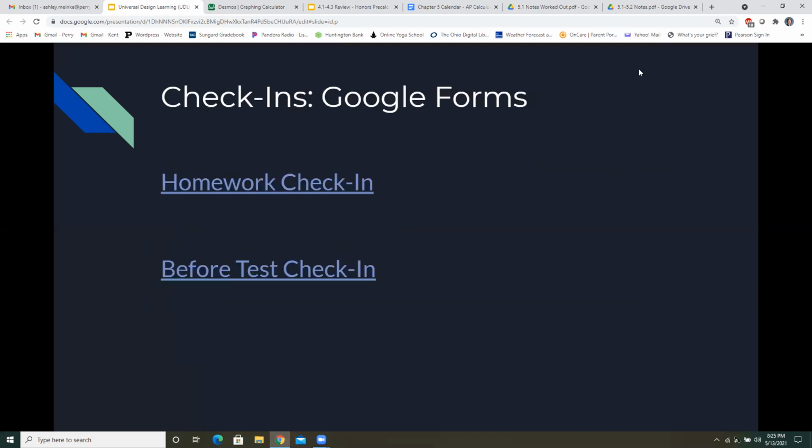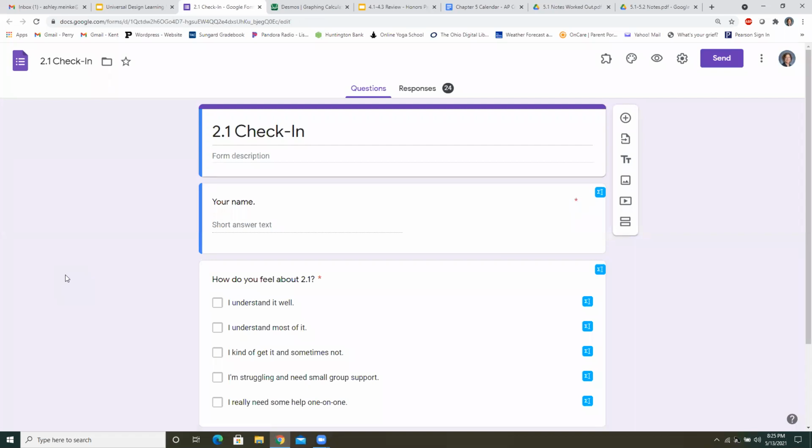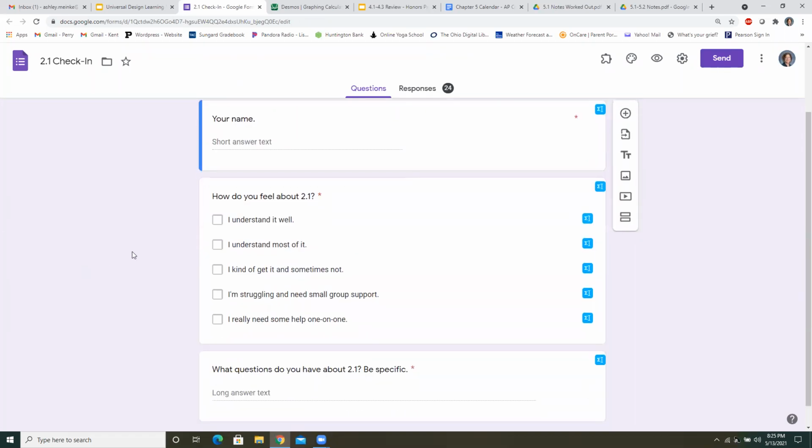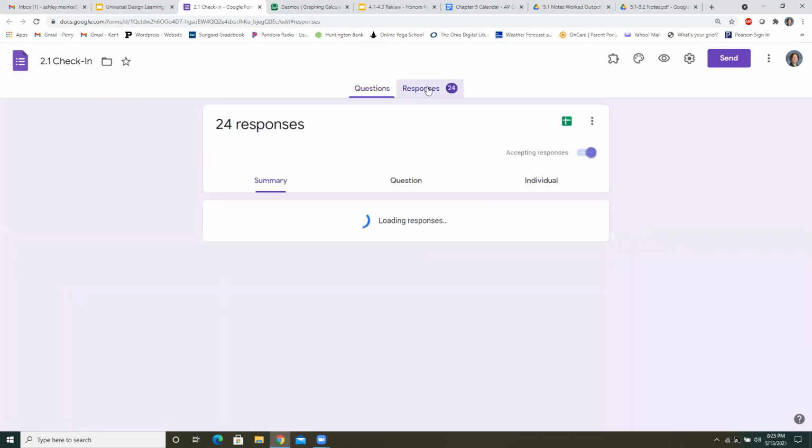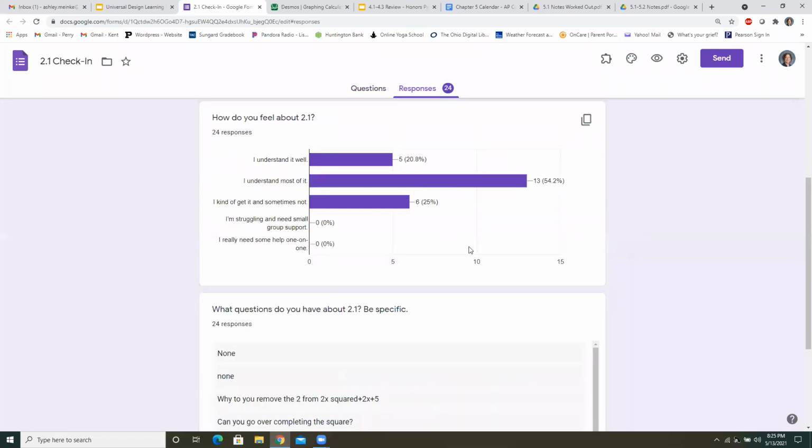So a homework check-in would look as follows. This is a simple Google form. Students fill out their name and how they feel about the lesson and any questions they might have. We can see some examples of student responses here for this particular lesson. Notice that most of the students were understanding it pretty well. A few were in the middle.